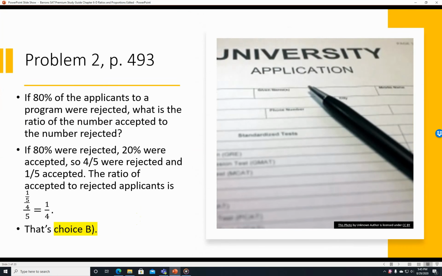Problem 2, page 493. If 80% of the applicants to a program were rejected, what is the ratio of the number accepted to the number rejected? If 80% were rejected, then 20% were accepted. We know 80% is 4/5 and 20% is 1/5. So 4/5 were rejected and 1/5 were accepted. So the ratio of accepted to rejected applicants is 1/5 over 4/5, which becomes 1/4 when we simplify it. So that's choice B.